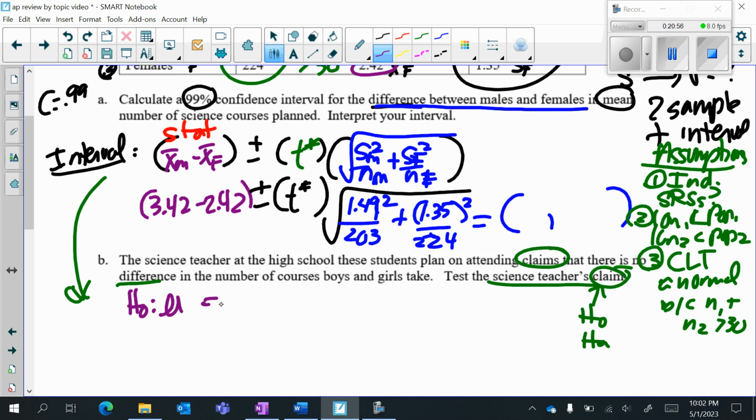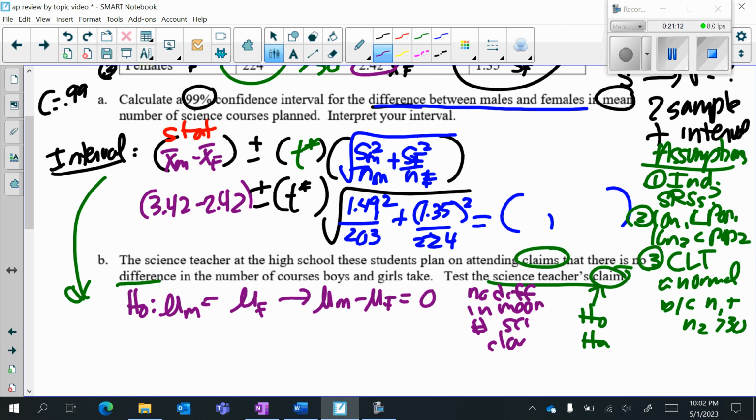Mu1 equals mu2, or mu-M for males equals mu-F. Or if you moved it to one side, mu-M minus mu-F equals 0. In words, this would mean that there is no difference in the mean number of science classes between the two genders. Okay, no difference. That null is always no, no. And the HA is you think that there is a difference.